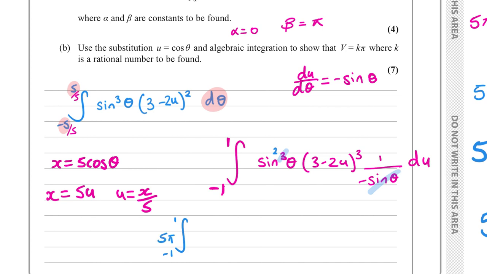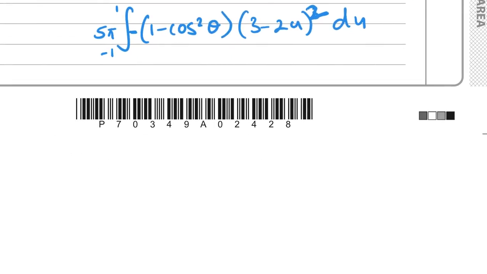There's still a 5 pi here. Of, what is sine squared? 1 minus cos squared theta, 3 minus 2u squared, negative, this is all negative, guys, with respect to u, because this negative doesn't go away. Sorry, guys, there should be a squared here. I don't know what happened. Just be careful that you're not writing down crazy numbers.